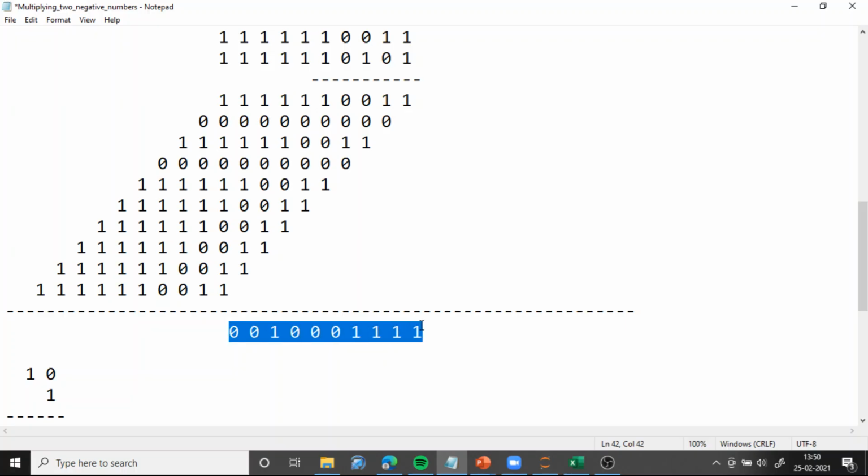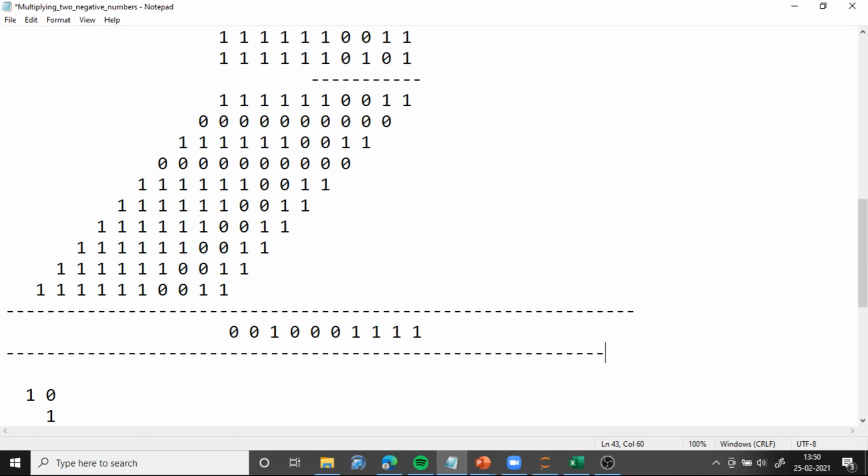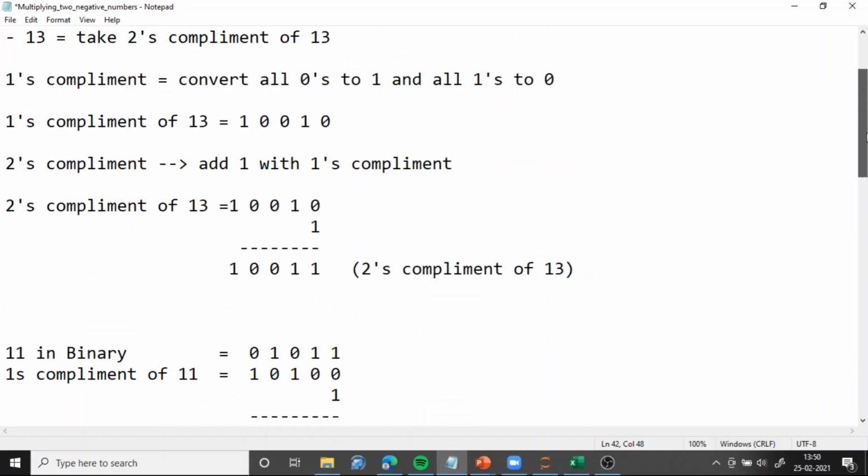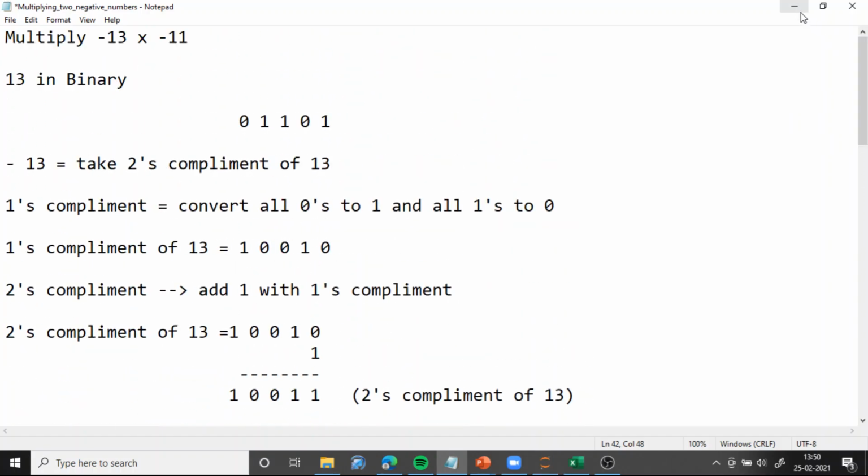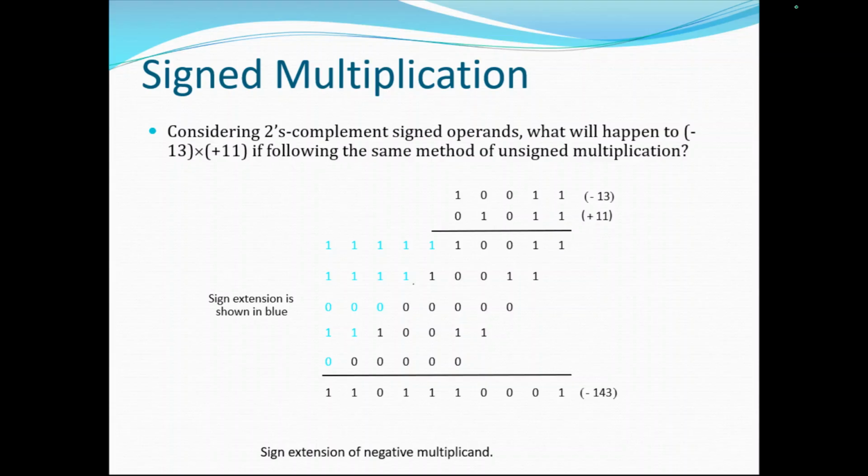Finally, what you get is the result. But this result is not in 2's complement form, since only negative numbers will be in 2's complement. This is a positive number. This is 2 to the power 0, 2 to the power 1, 2 to the power 2, 3, 4, 5, 6, 7. So 2 to the power 7 is 128 plus this 15, which is equal to 143. Positive numbers are represented directly. So this is how we multiply two negative numbers manually. This is the core understanding of signed multiplication.